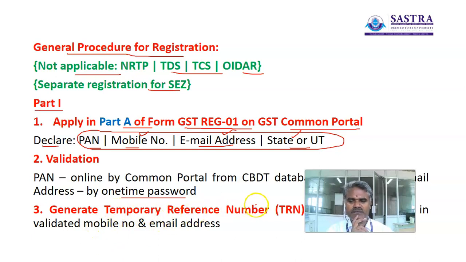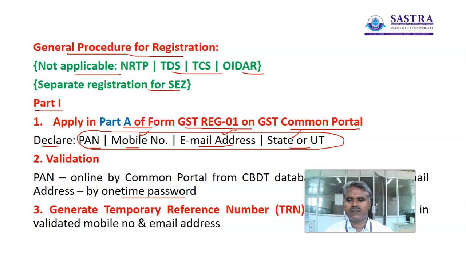Then generate temporary reference number. Once you complete your process, they issue one temporary registration number. This number is very important and is communicated to the validated mobile number and email address. So they send one temporary registration number for your reference for your further process or further transactions, through the mobile number or email ID which you give at the time of registration.